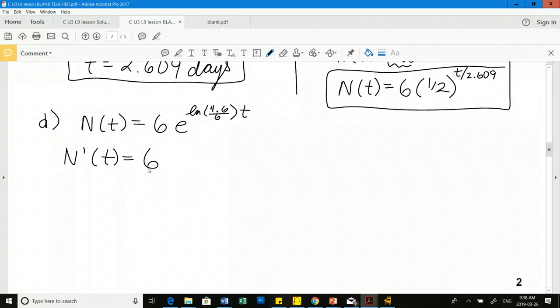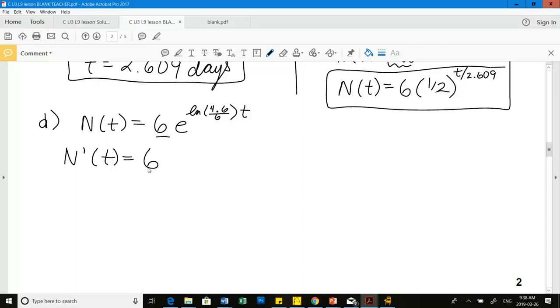Olivia? Where did you get that? I'm confused. Will you tell me? So this is the lambda that we found, right? So I'm just plugging into that initial formula from the question. And we know that the initial sample is 6, so I'm also plugging that in. And that's everything that we know from the question.